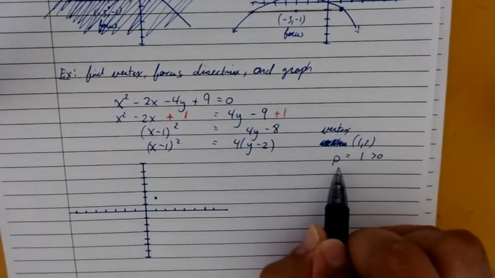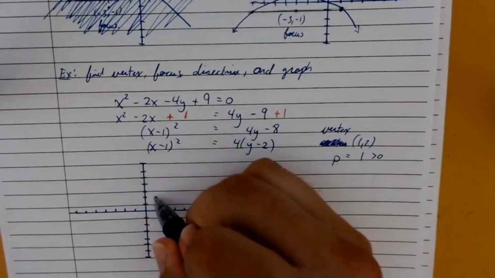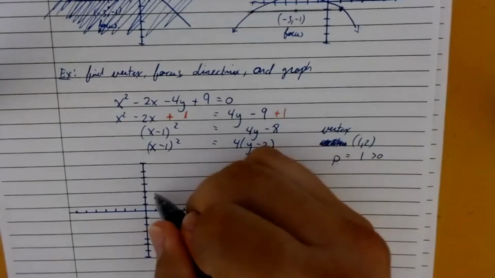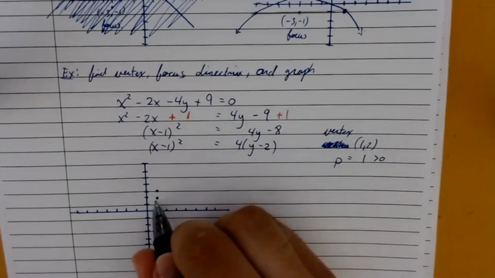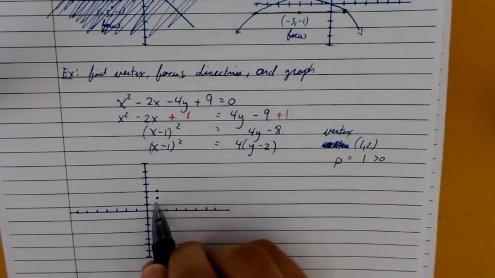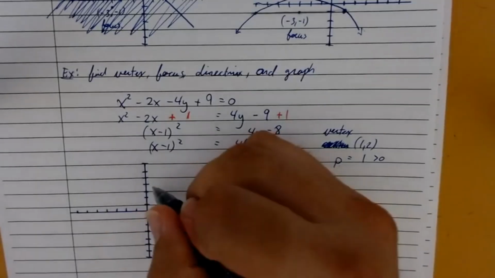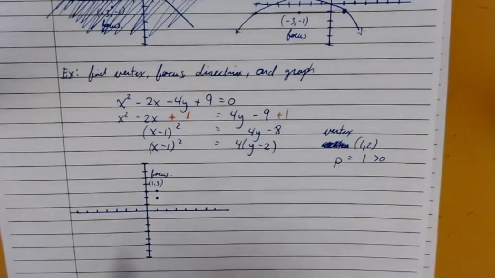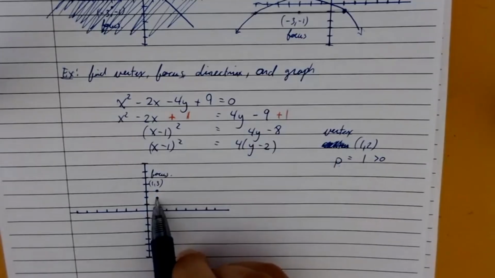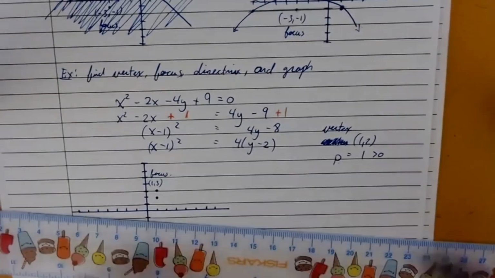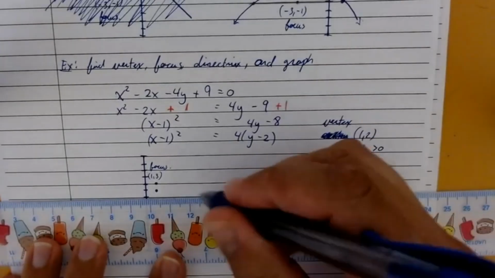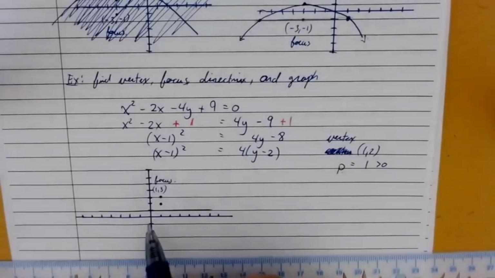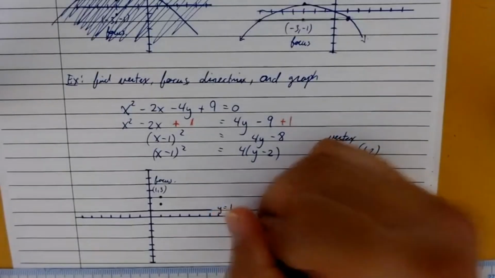Not only that, but since p is equal to 1, in the direction you're going to open, you're going to take one step to find your focus. So right here is your vertex at (1, 2), so your focus must be one higher than that, at (1, 3). And that means that our directrix must be one step behind that. If one step up is your focus, then one step down is your directrix. So it's a horizontal line, y equals, and it's still one step above the origin. So this will be y = 1.